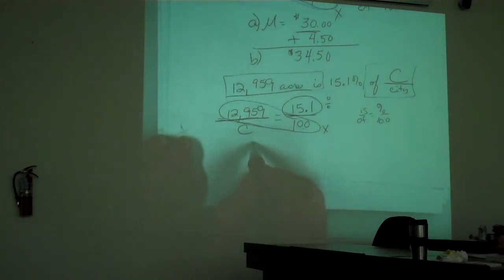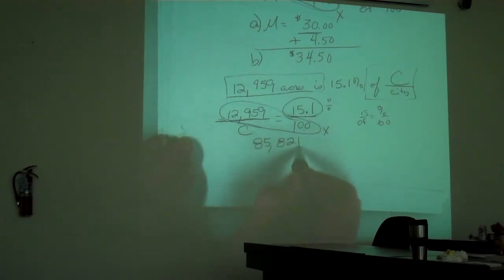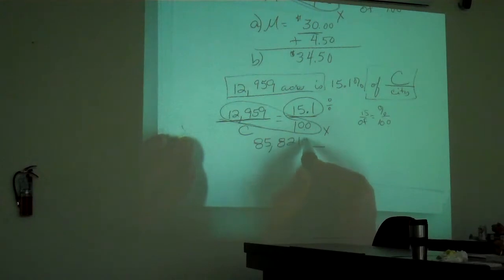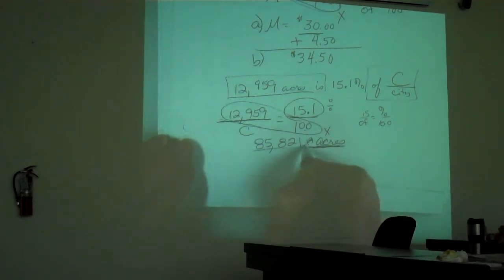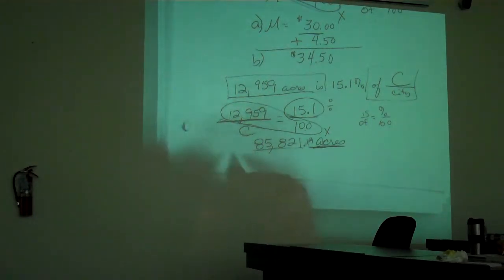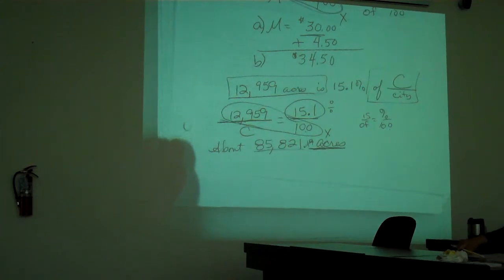So what did you get? 85,821.19. In the book it says about this many. So the 0.19 you can drop it or you can leave it on, it doesn't matter. What is that? Acres. The book says about 85,821 acres. So, oh, that's not one of your problems anyway.